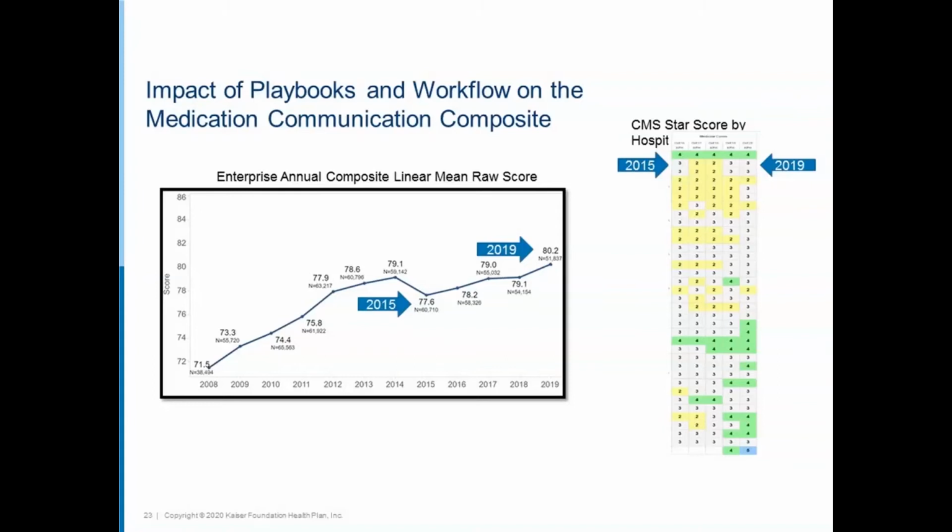So the first column shows our scores for calendar year 2015, and the column on the right shows our scores for 2019. Comparing those two, you can see that we went from 2 Kaiser Foundation hospitals scoring 4 stars on this composite to 10 scoring 4 stars and 1 scoring 5 stars on this composite.